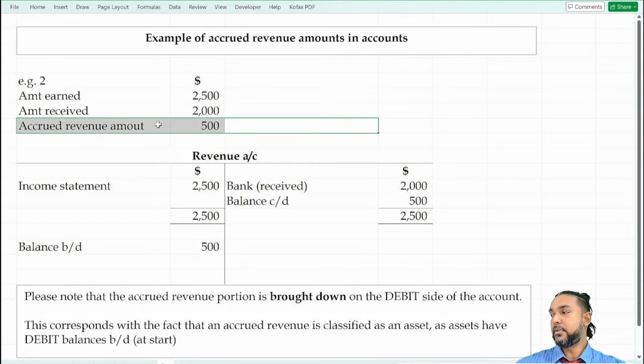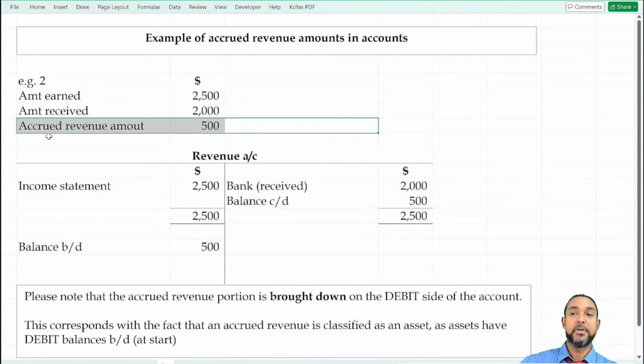Any amount that is left outstanding, that is not received by you, despite the fact that you have earned it, is called an accrued portion of the revenue. Just like with expenses, if you, for example, had a rent figure of 3,500 and you only paid 3,000, you're short paid by 500.